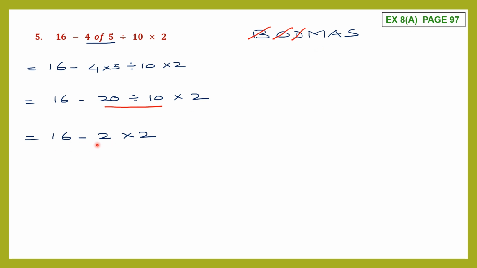So here we have subtraction and multiplication. We need to do multiplication next. So this will be 16 minus 2 twos are 4. There's only one operation. Now it's easy to do. 16 minus 4 is 12. So what is our answer? Our answer to this question is 12.